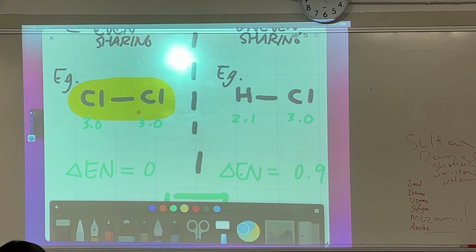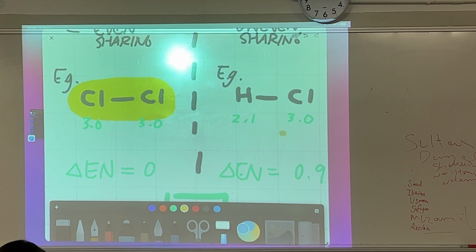If the two atoms have the same electronegativity, it means they attract electrons just as well, right? That's what having equal electronegativity means, like a ball game. If the two players have the exact same strength, the electrons are not distorted towards one side.